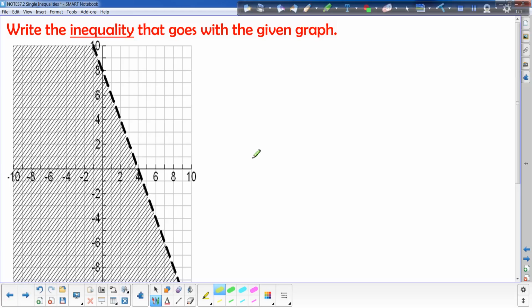Oh, sorry, one more. Here, we're going to take the graph and write the inequality. Remember, to write an inequality, we need y = mx + b. Well, m is our slope, and b is our y-intercept. Well, what's our y-intercept? We come over here to find the y-intercept. Oh, it's right there at 8.